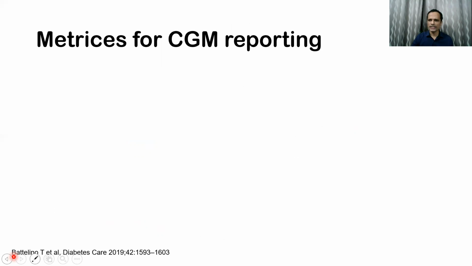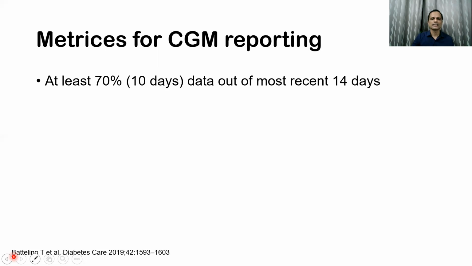Now, there have been 2 or 3 guidelines with respect to CGM reporting by ATTD and ADA and ACE and many other societies. The common points in all these guidelines are that at least 70% of the data, that is at least 10 days of data out of the most recent 14 days, should be available. This is because it has implications for predicting outcomes over the next 3 months.